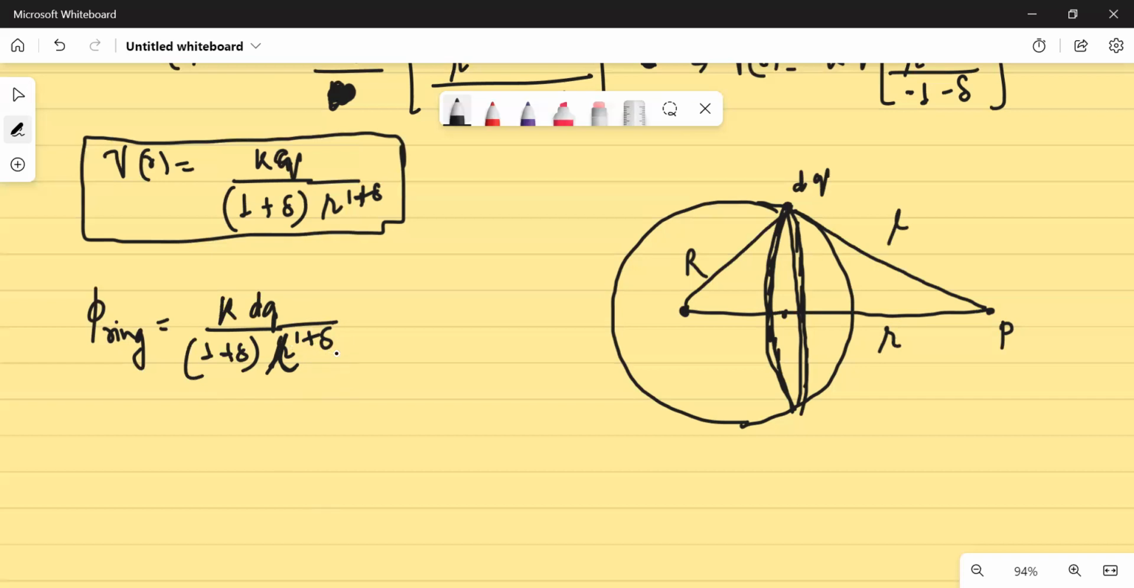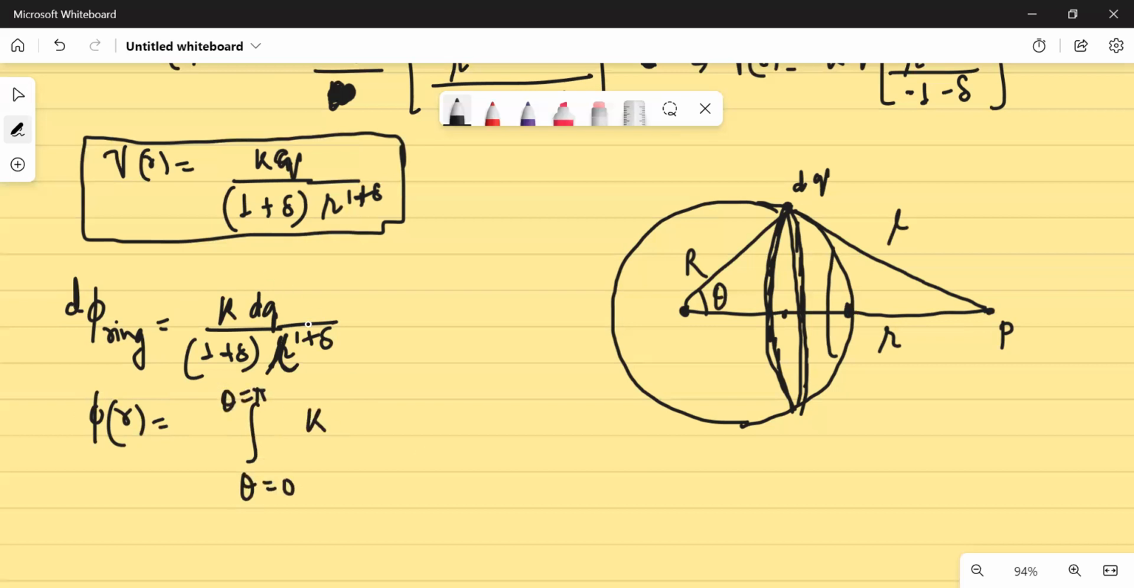Now all these rings when integrated, understand ये सारी integrate कहाँ से कहाँ तक होगी. If you take this small ring, and then slowly take all these rings together, your theta would change from 0 to pi. So in order to find the total potential as a function of r at point P, I will have to integrate from theta equal to 0 to theta equal to pi.